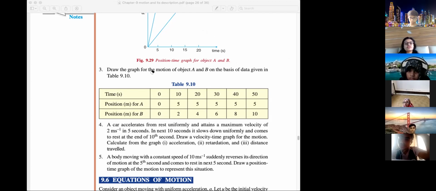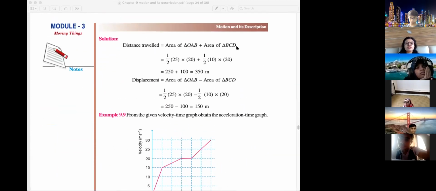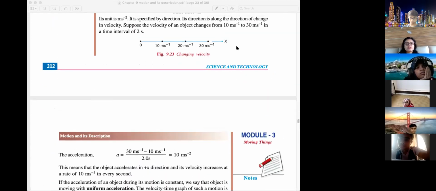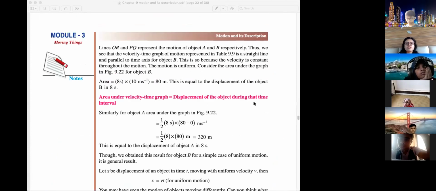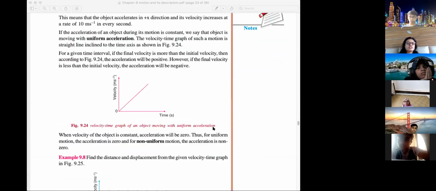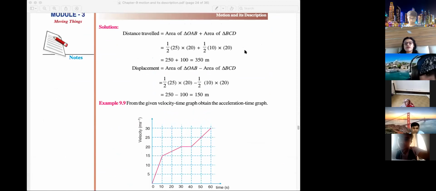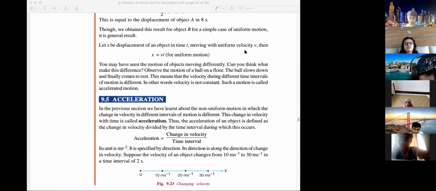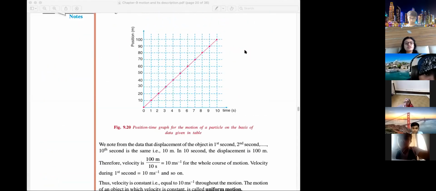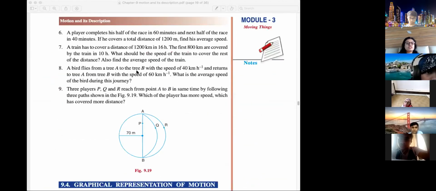So till 2 questions you can do from this exercise. That is your syllabus. Acceleration will not come, so please don't mark it. Acceleration is not coming, and velocity time graph is not coming. VT graph is also not coming. Only position time graph or distance time graph, it is the same thing, will be there in the syllabus. This exercise you need to complete.